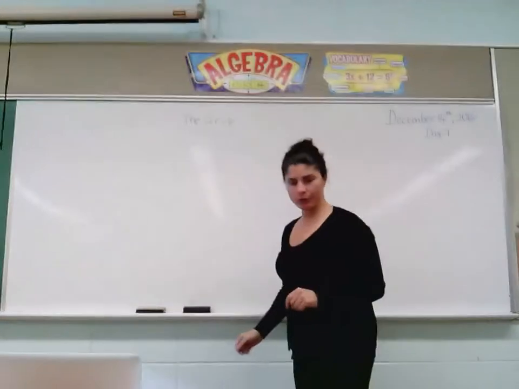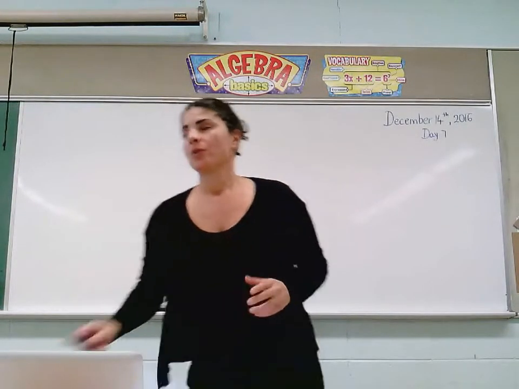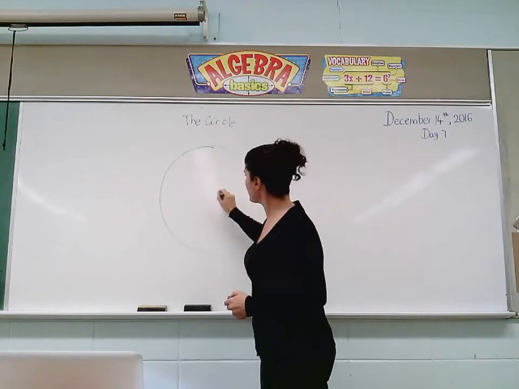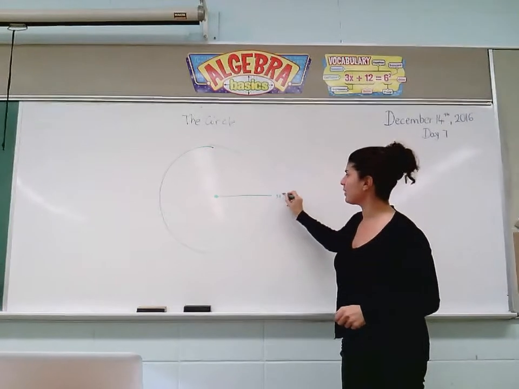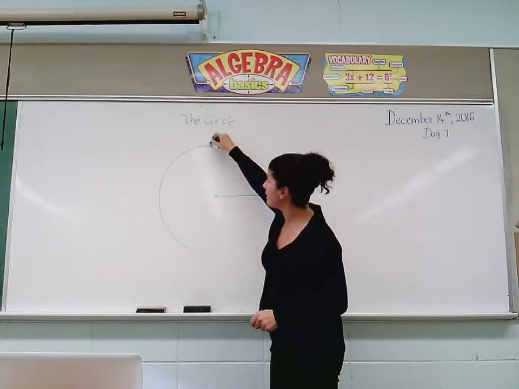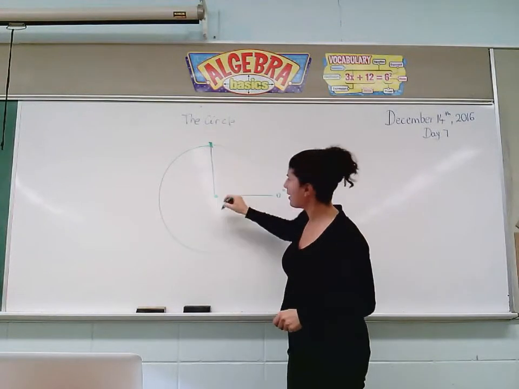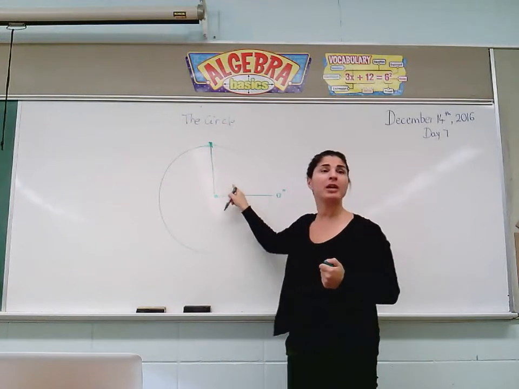I'm going to review the circle and the angles within the circle. So here's my circle. Here's the center of my circle. And if my circle had begun here at 0 degrees and would move all the way to this over here, what angle would I have? It would be 90 degrees. So this would be 90 degrees.